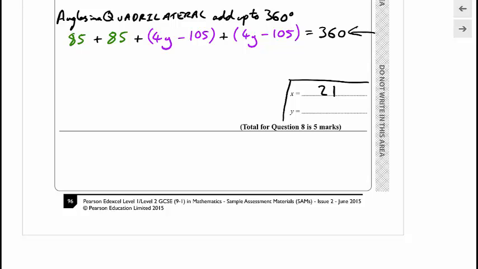Well, let's combine together all the numbers first of all. So I've got 85 and 85. So 85 plus 85 is 80 plus 80 is 160, but then I've still got 5 plus 5 to add on, so that's 10. So 160 plus 10 is 170. So I've got 170 there. But look, I've got 4y minus 105 plus 4y minus 105. So I can then take out the brackets because I'm just adding things together, right? Just take out the brackets.